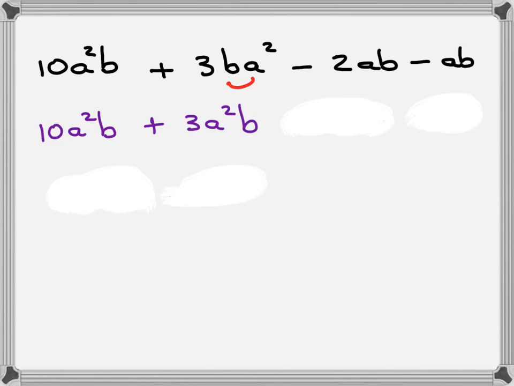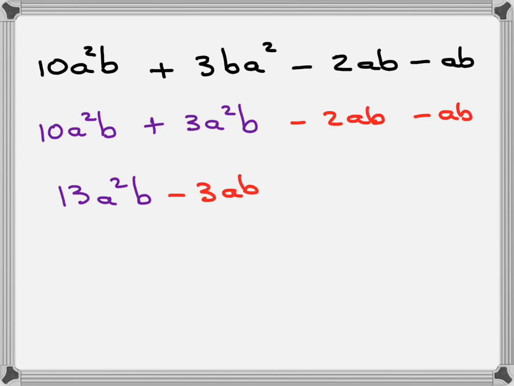Okay, and then we write the others in different colors. We have the ab terms, so it's minus 2ab and minus ab. Now it's simple. We're simply going to combine our like terms. 10 plus 3 is going to be 13a squared b, and minus 2 minus 1 is minus 3ab.